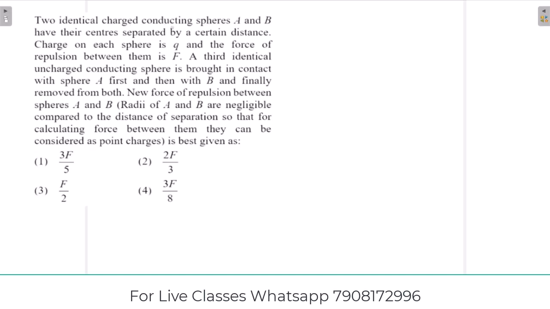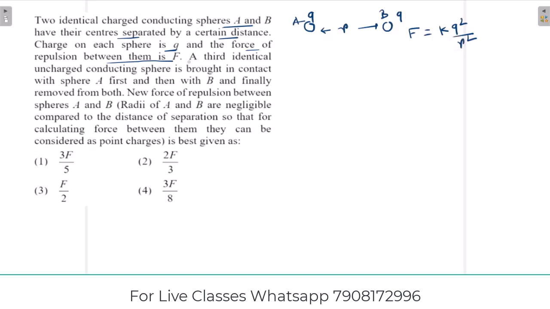Two identical charged conducting spheres A and B have their centers separated by a certain distance. Charge on each sphere is Q and the force of repulsion between them is F. So, two conducting spheres A and B are separated by some distance R and they have equal charges Q, and the force acting between them is F. So, F is K Q1 Q2 by R square, that is K Q square by R square.